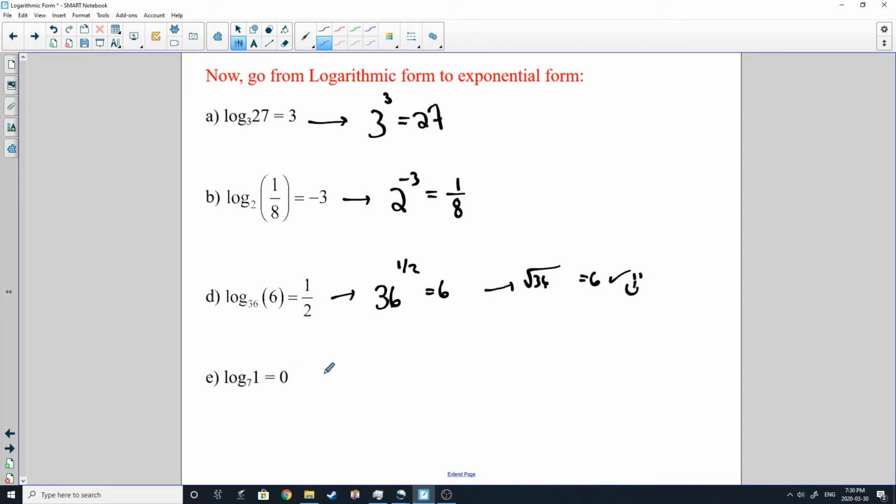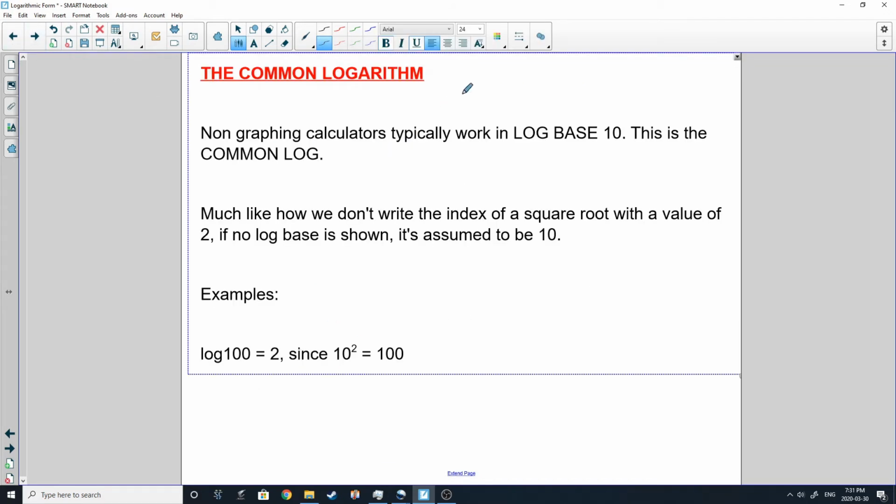Here we go, last one. So the base of the log is 7, so that's the base of the exponent. 0 is over here in the power, and it equals 1, and we can double check. 7 to the 0 is 1. That's all hunky-dory. Perfect. All right, now the common log.